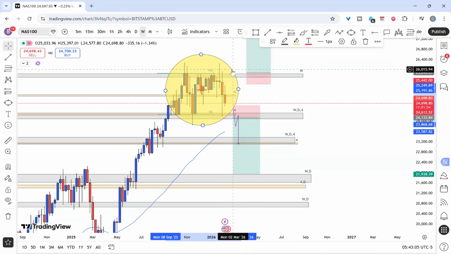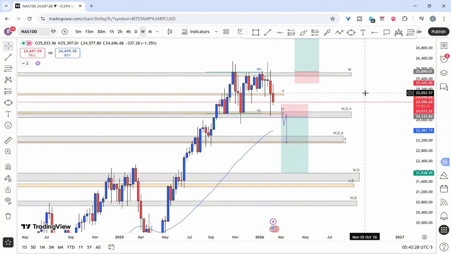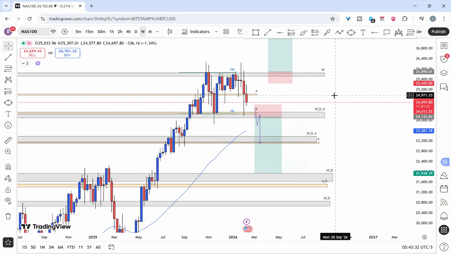So this is my analysis for NAS100, and I will keep you guys posted once we get the chance to short NAS100. All right, so please leave me a comment down below on what you think, whether it is going bullish or bearish, or you think, hey, this is not the right analysis the way I do it. So please comment down below.